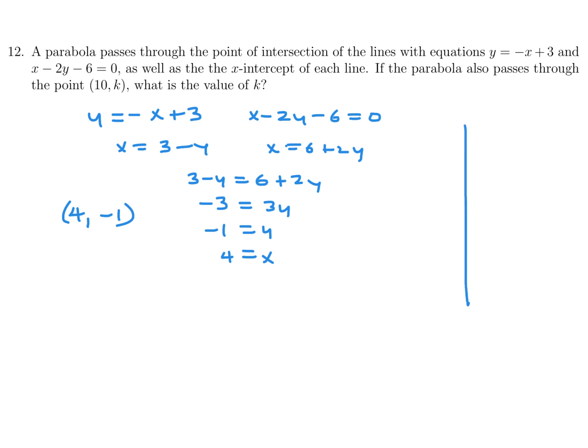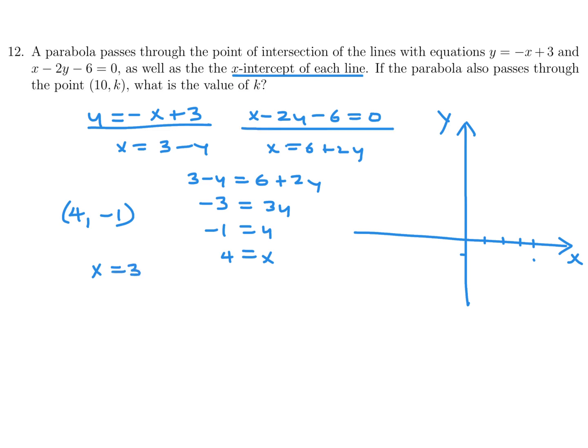And so if I were to attempt to draw this, we've got x and y, (4, negative 1), so 1, 2, 3, 4, negative 1, let's say here. Do we know anything here? What are the other ones? x-intercept of each line. Okay, that will definitely help. The x-intercept of the first line is set when y equals 0, so that means x equals 3. The x-intercept of the other line, set y equal to 0, and therefore x would be 6. Oh, okay, that's pretty helpful. So 3, and then here. So it's going to look something like this. Something like that.